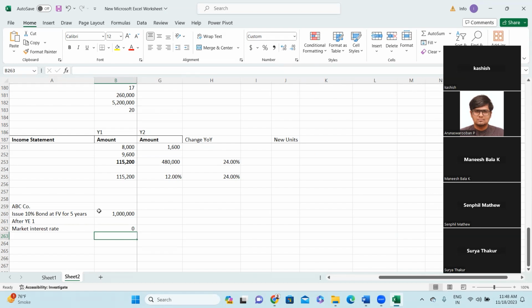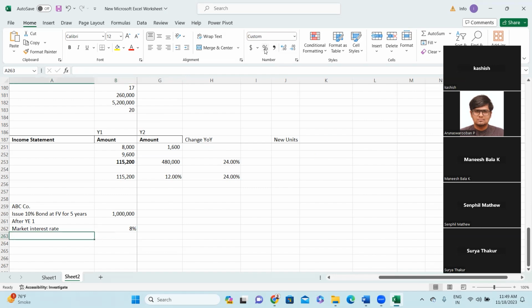So as the interest rate of the market has gone down to 8%, but you are paying 10%, the value of your debenture or bond will increase or decrease? Are you guys with me? Increase. It will increase, right?